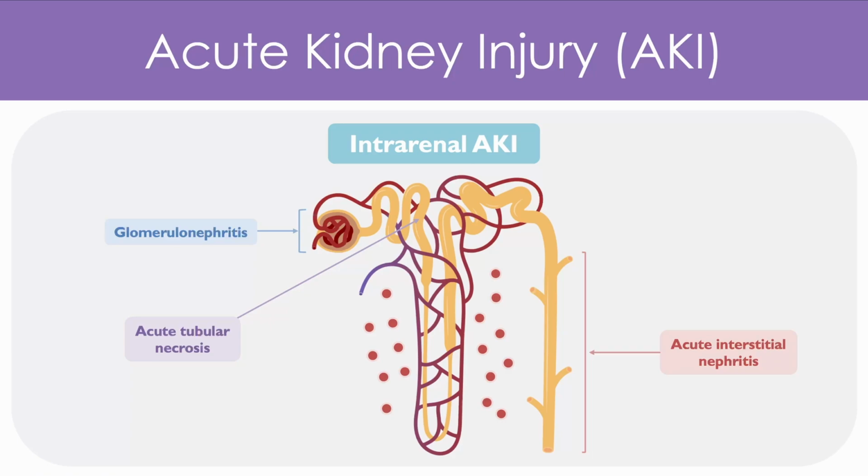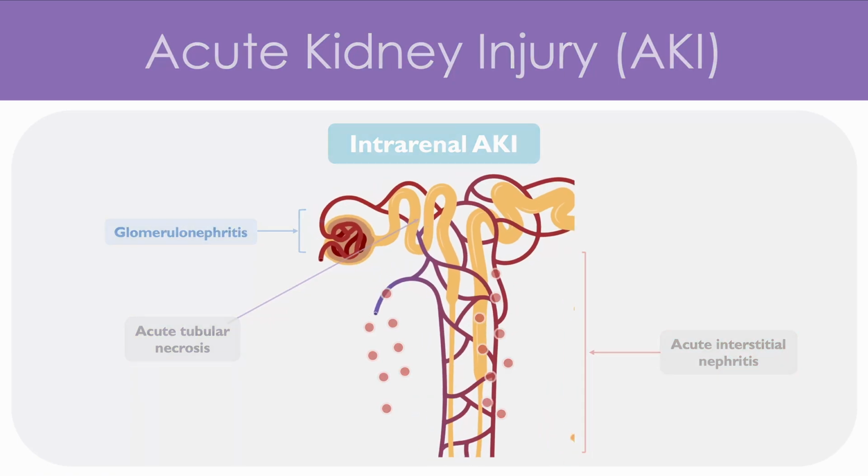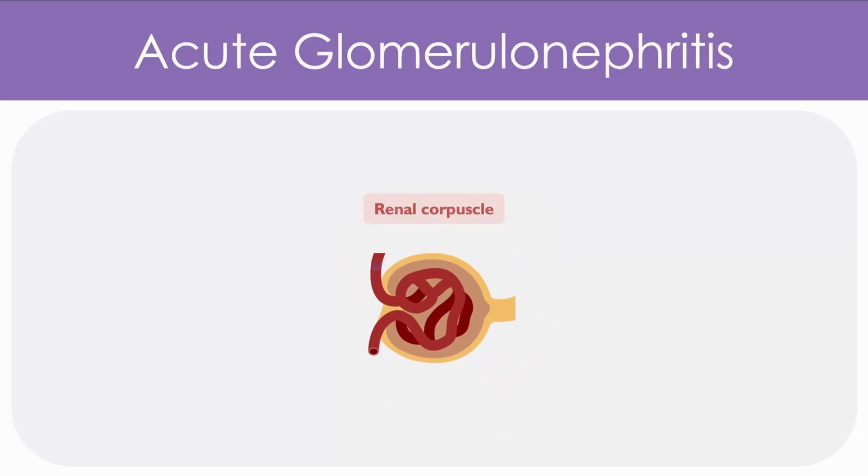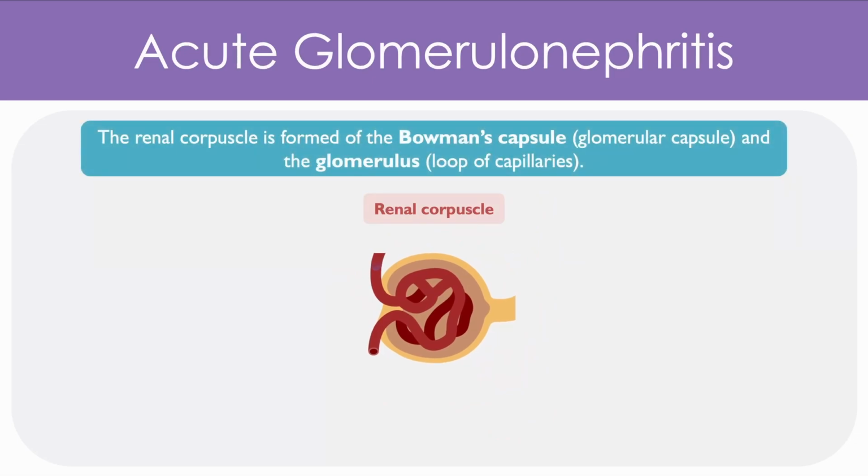We're going to start by taking a look at acute glomerulonephritis first, and this affects the first part of the nephron known as the renal corpuscle. This renal corpuscle is formed of Bowman's capsule, which is this outer covering, as well as the glomerulus, which is a loop of capillaries designed to increase the pressure.